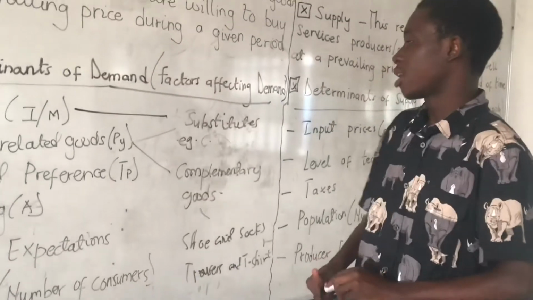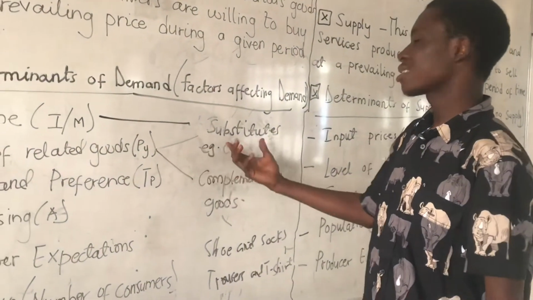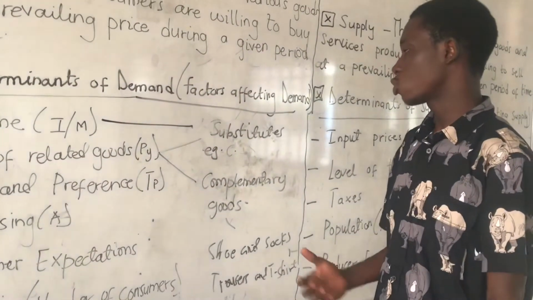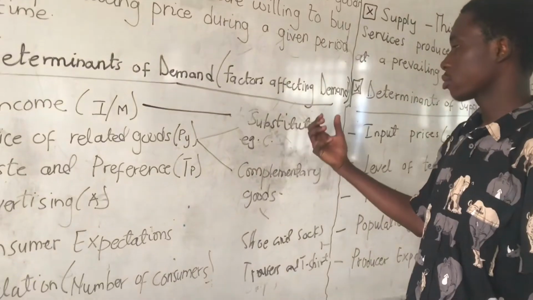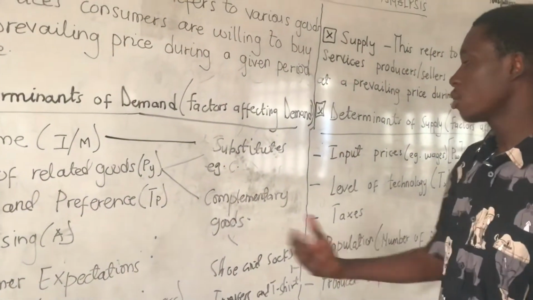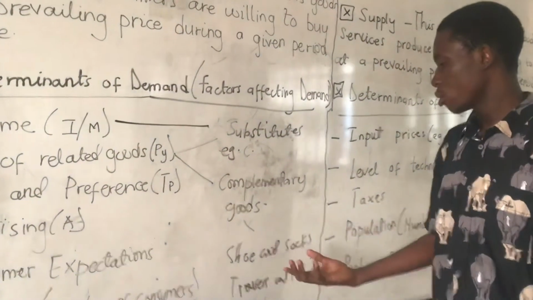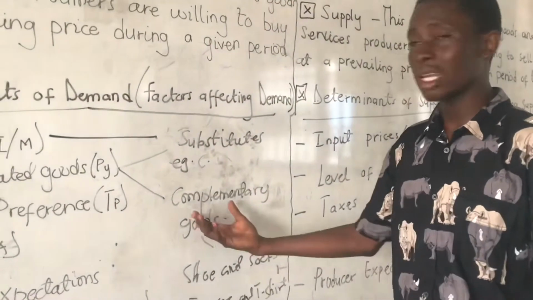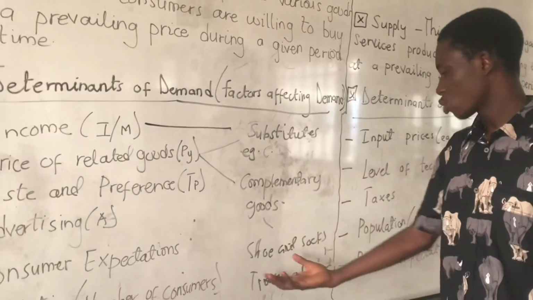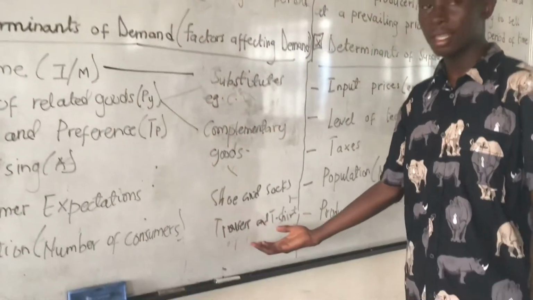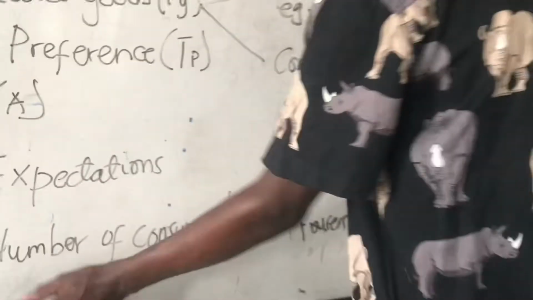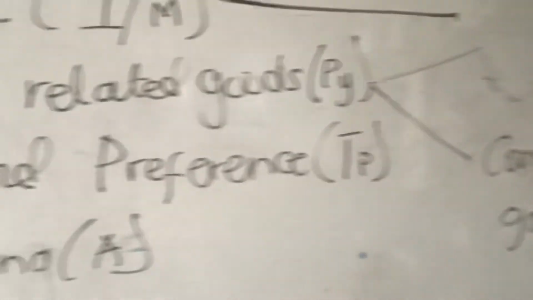So all I want to say is that substitutes are goods that are used interchangeably. For example, you have chocolate, you have the normal one, or there is Chocomilo or something. Then complementary goods are goods that are used together, also known as joint demand. So we have shoe and socks, and we also have trousers and t-shirt. So we are done with the price of related goods.